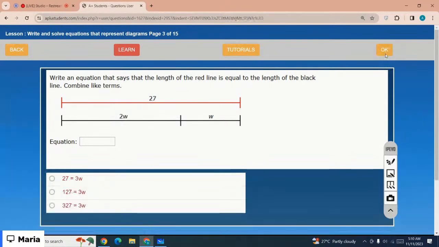Write an equation that says the length of the red line is equal to the length of the black line. The length of the red line is 27 and the black line is divided into two parts. They are 2w and w. Just add them, so it would be 3w. So the equation is 3w equals 27. Option number 1 is the correct option.